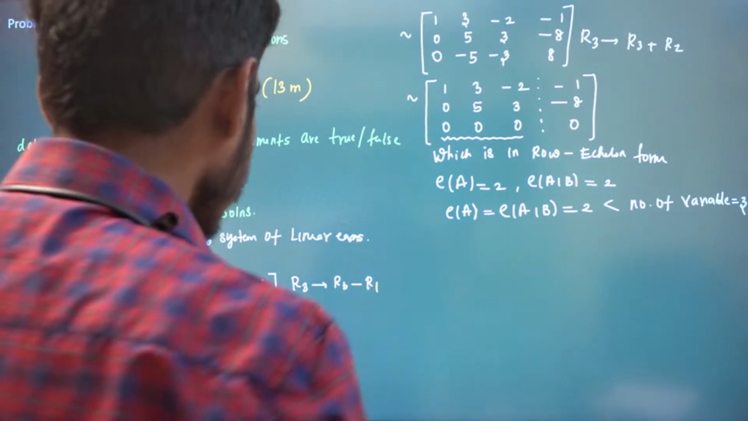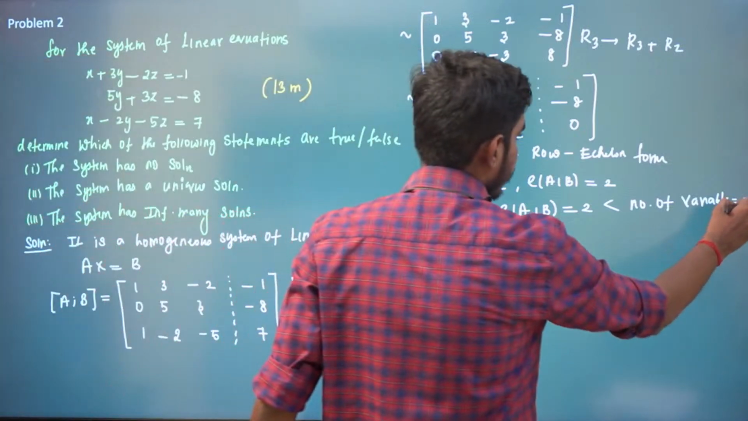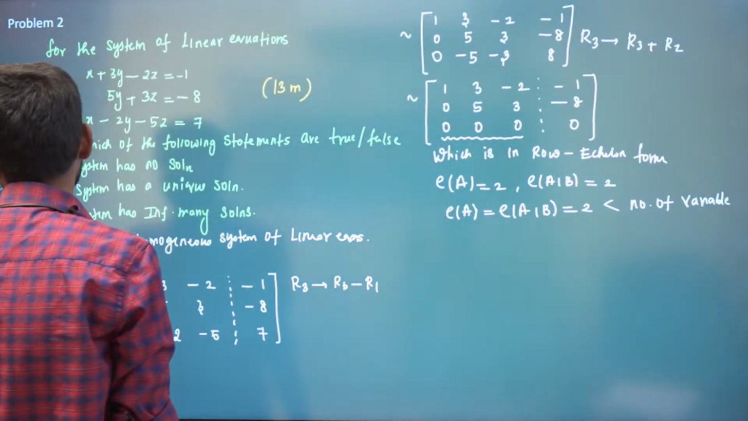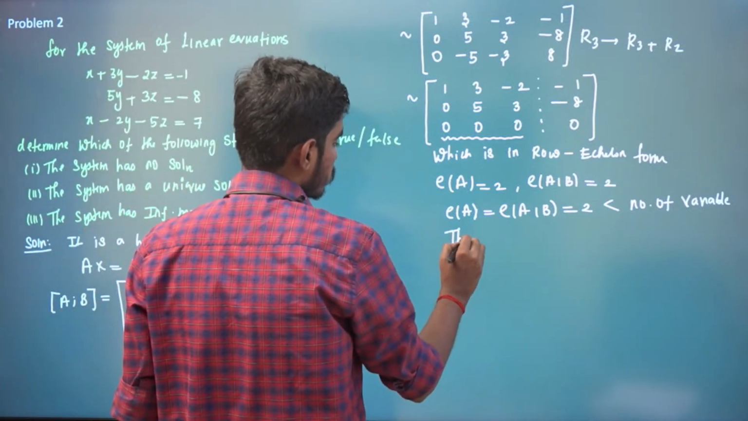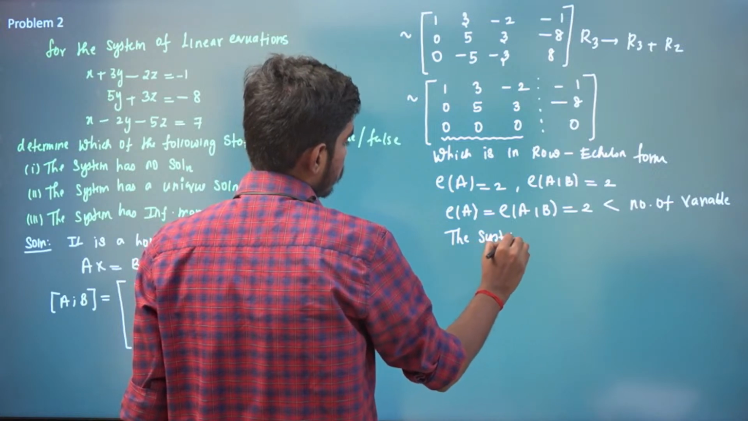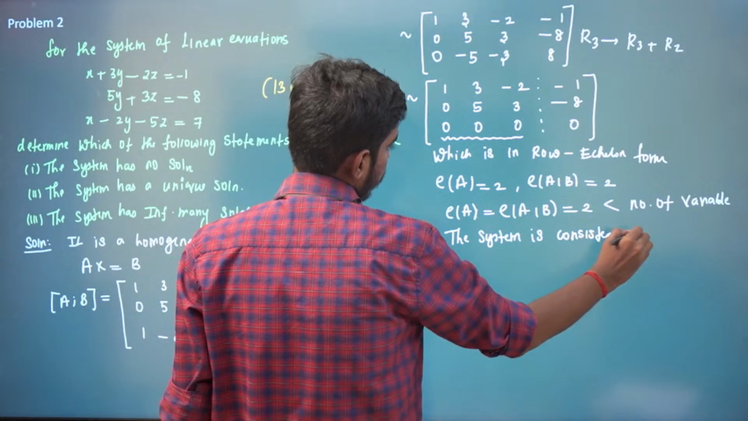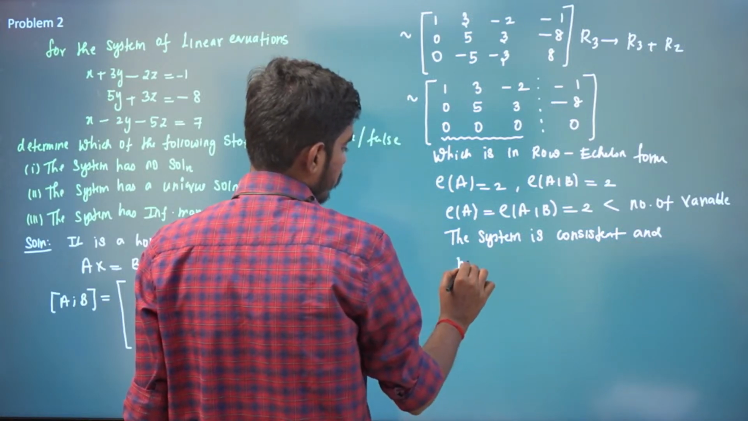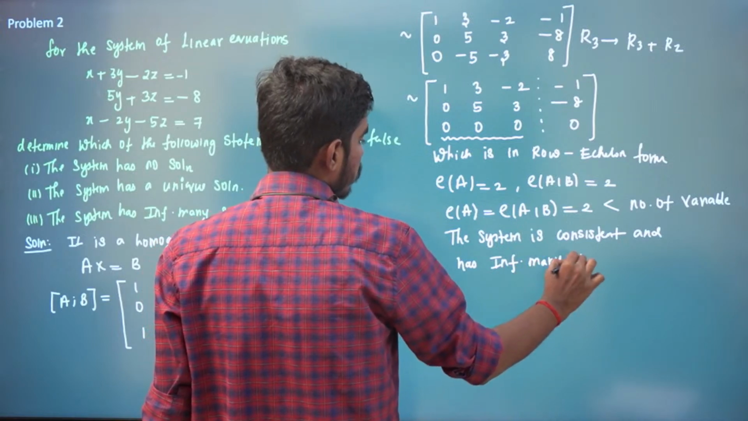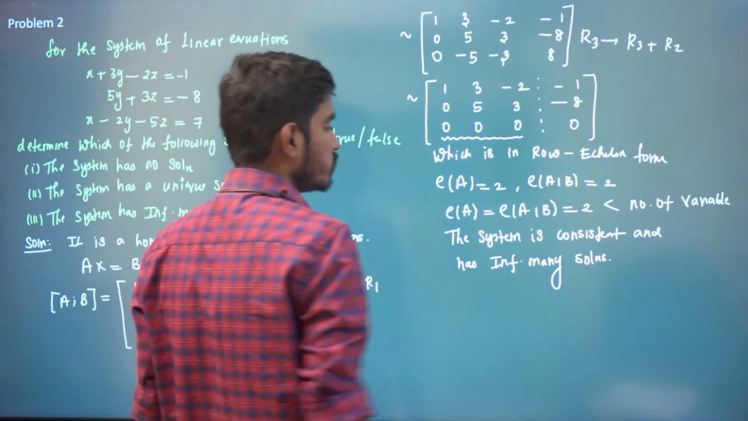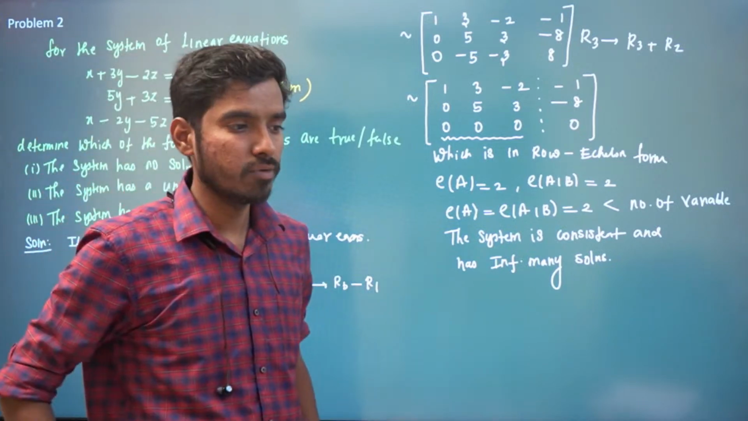Which is less than the total number of variables. Total number of variables is 3, right? So that means by the Gaussian method, the system is consistent and has infinitely many solutions, right? So if you don't know the concepts, you just go to the playlist section, go to linear algebra, you will find all the concept videos there, right?